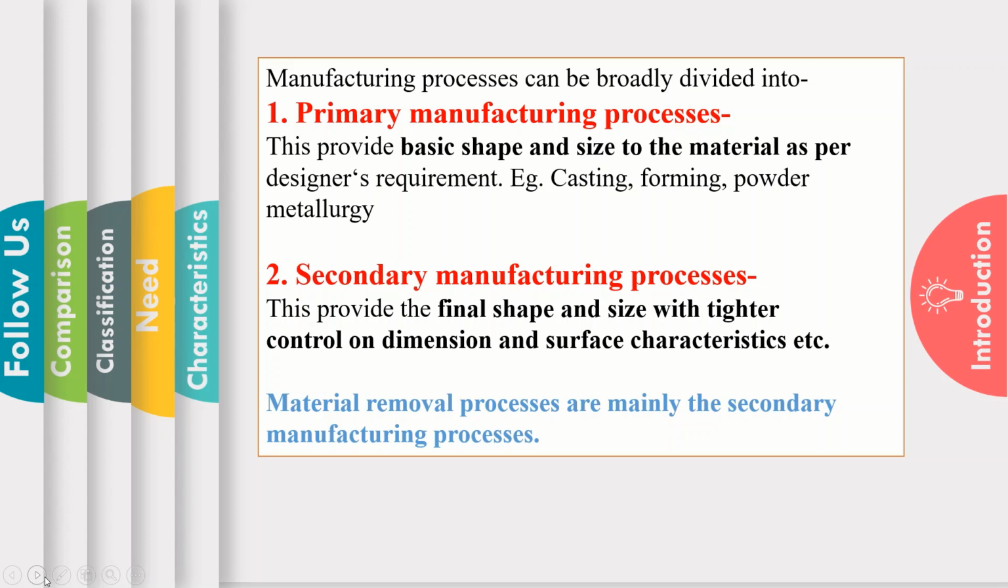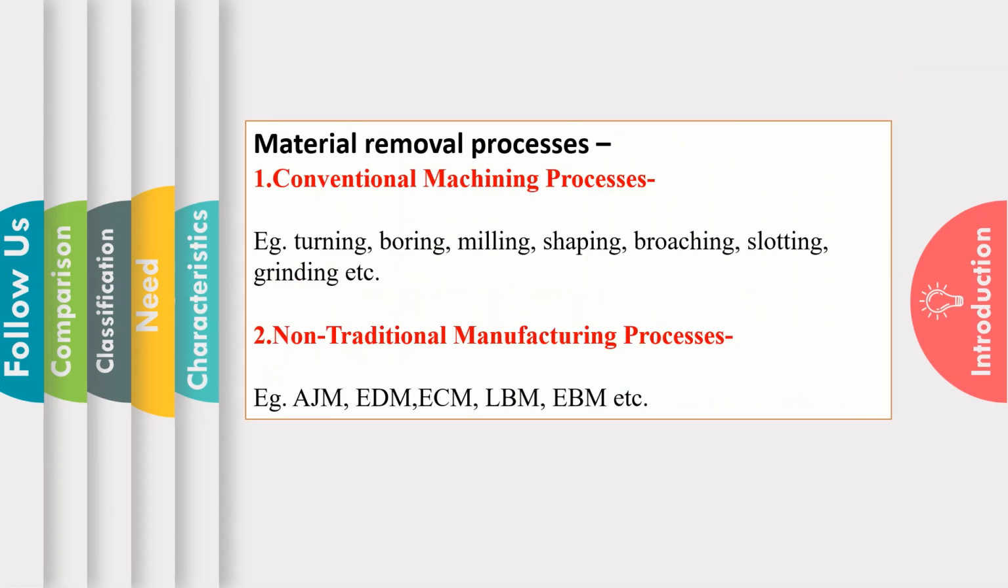Now the secondary manufacturing process gives the final shape and size with tighter control on dimensions as well as surface characteristics. As we know, material removal processes belong to the secondary manufacturing processes, and they have two groups. First is the conventional machining processes.